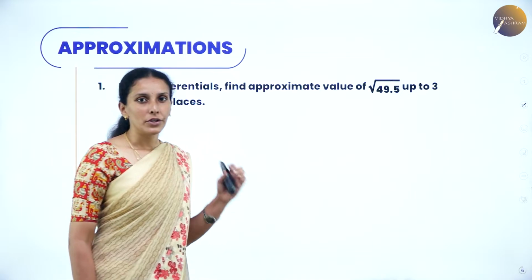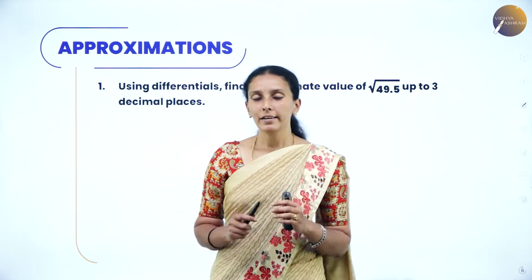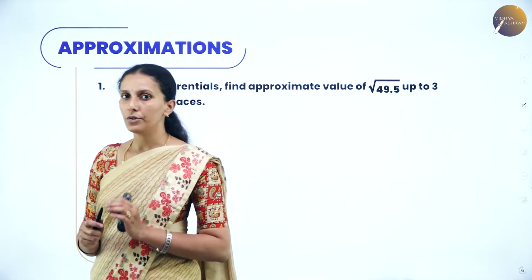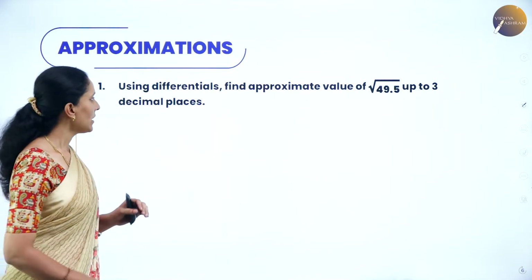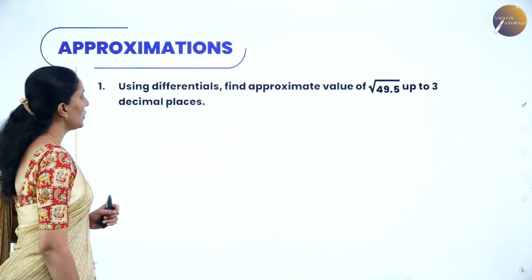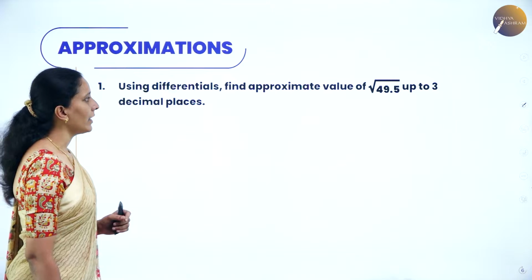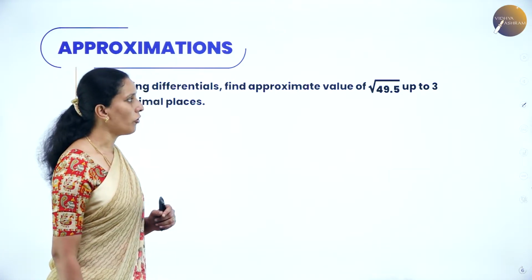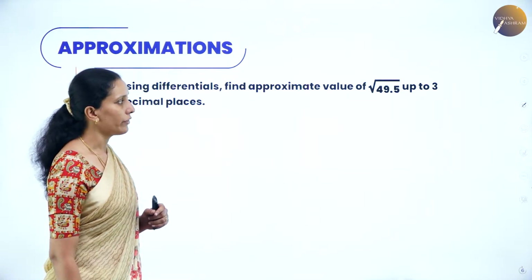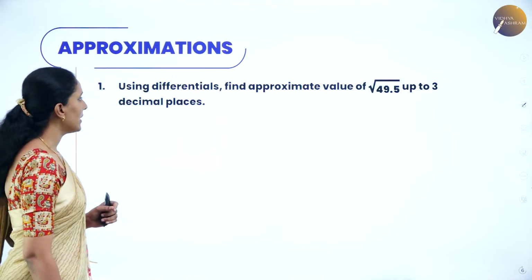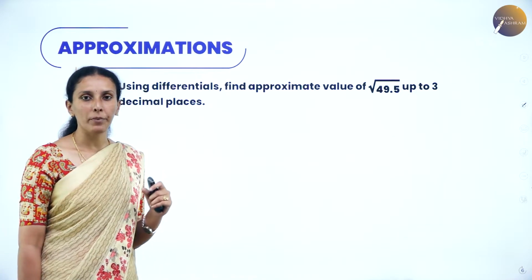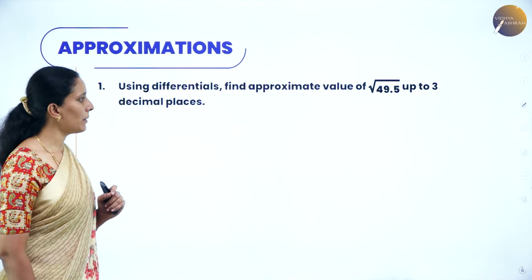Now let us use these concepts in approximating the values in the given question. Let's move on to the first question. Using differential, find approximate value of root 49.5 up to 3 decimal places. So we have to approximate it to 3 decimal places here.